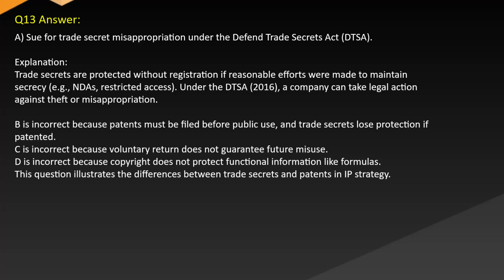B is incorrect because patents must be filed before public use, and trade secrets lose protection if patented. C is incorrect because voluntary return does not guarantee against future misuse. D is incorrect because copyright does not protect functional information like formulas. This question illustrates the differences between trade secrets and patents in IP strategy.